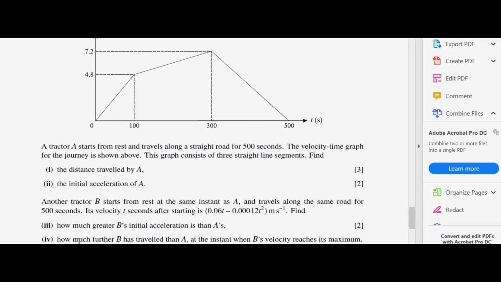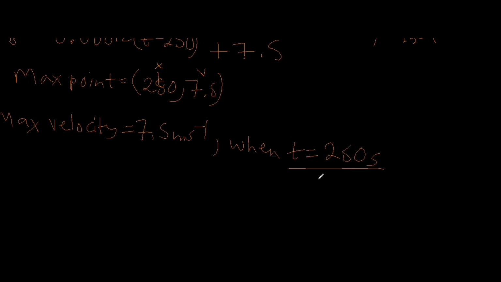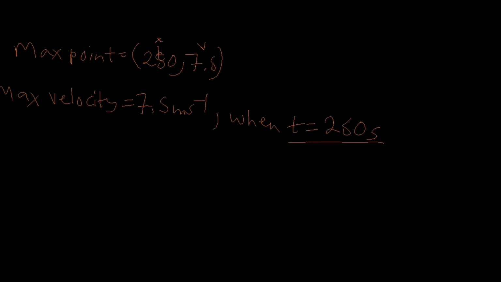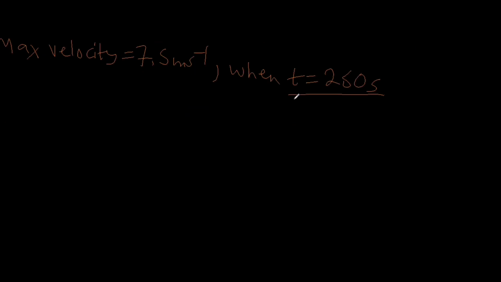So now I want to find out what distance B has traveled when t is equal to 250 seconds. Because remember, my goal here is to ask myself how much distance tractor B has traveled when it has reached its maximum velocity. And we've just deduced that B reaches its maximum velocity when the time is 250 seconds. So how much distance has B traveled when t is equal to 250 seconds?